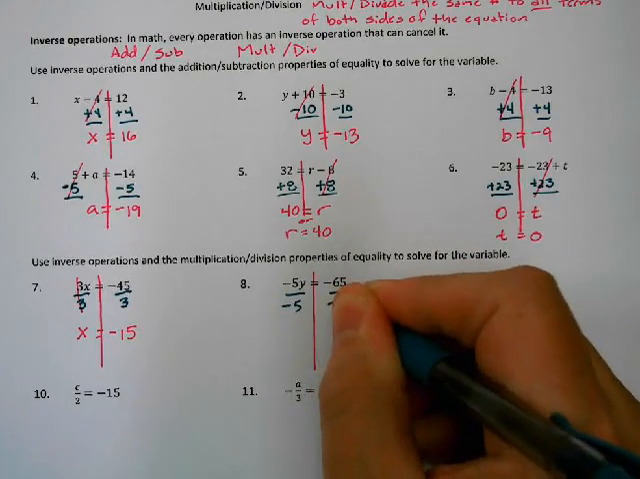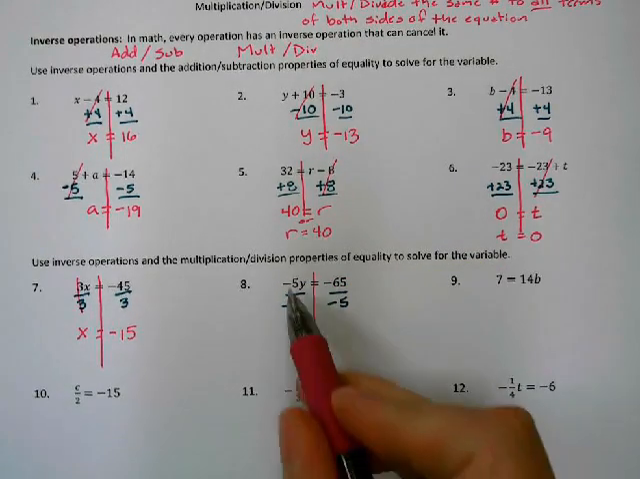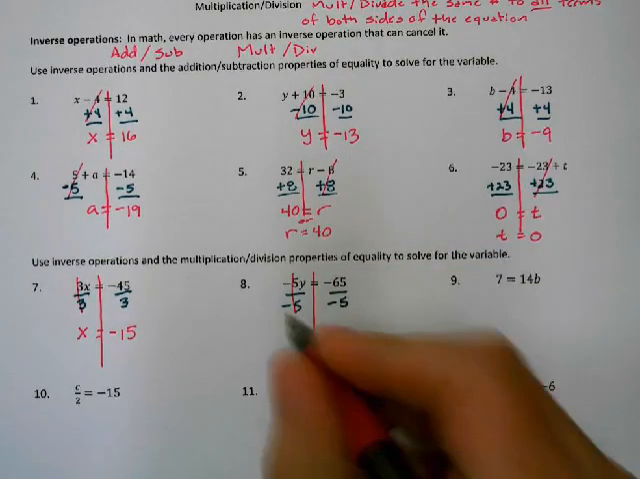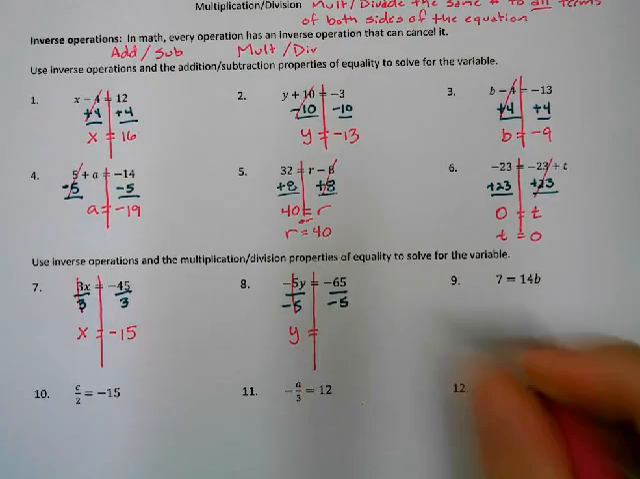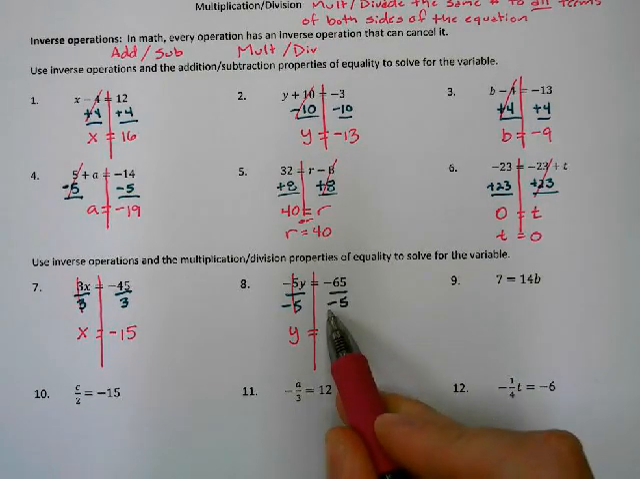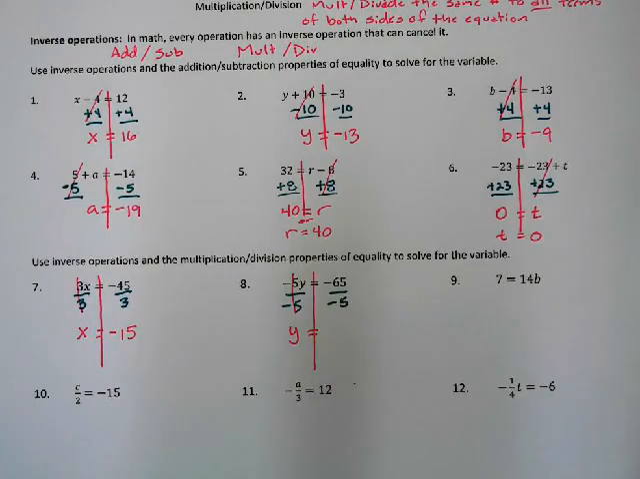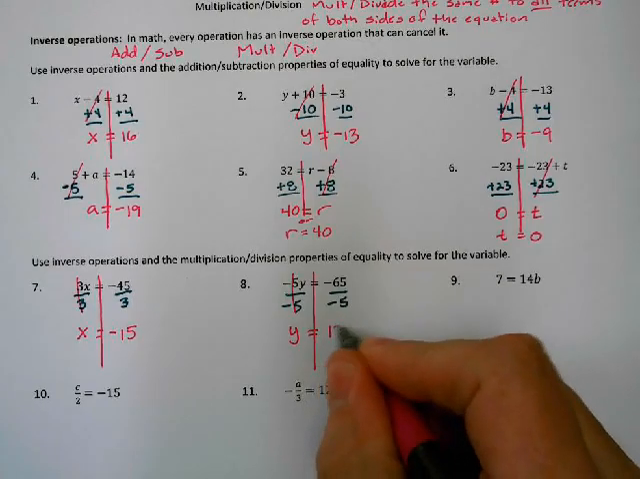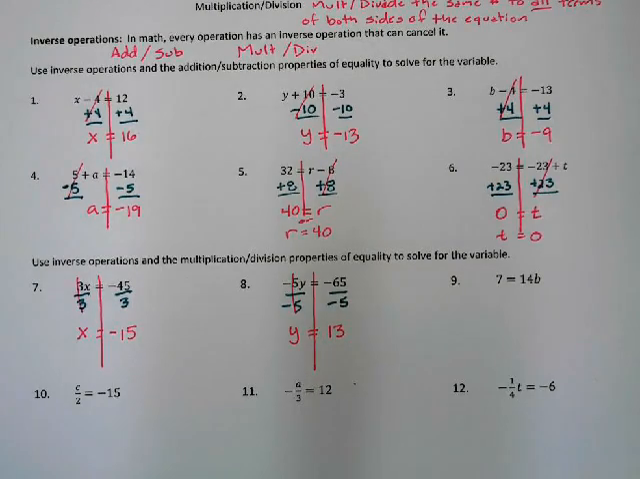All right, so negative 5 divided by negative 5, that becomes 1. So we get y on this side. And negative 65 divided by negative 5, that's going to be a positive answer. And then 5 goes into 65, 13 times. Moving along. Next one.